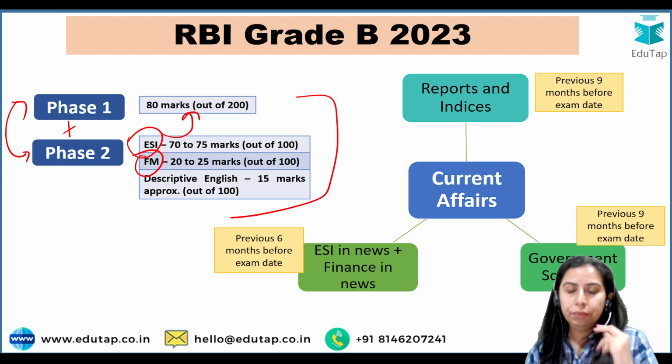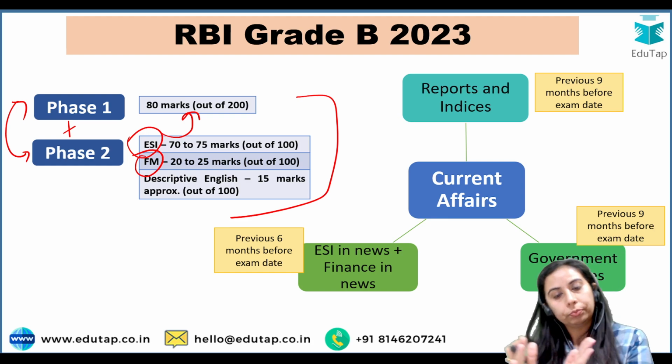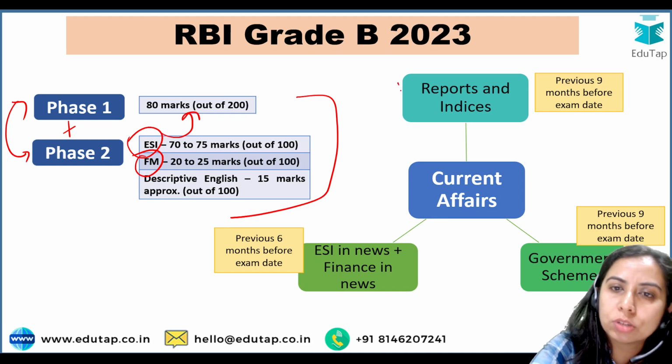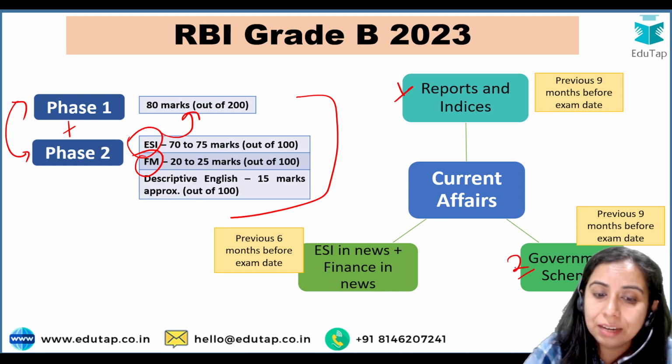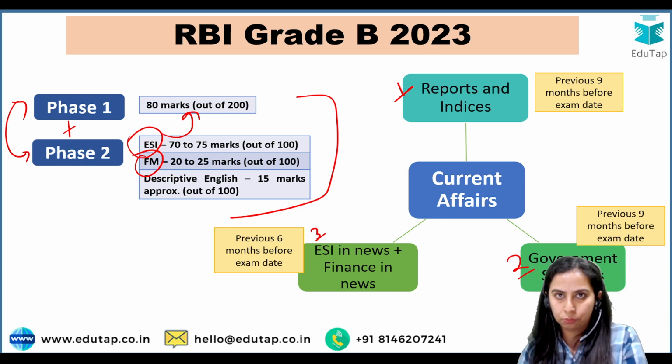I'm sorry. Moving forward. So guys, see, I have divided current affairs for you into 3 different sets so that you understand well. So what is the first? Reports and indices. Second is government schemes. Third is ESI in news plus finance in news. So three sets for you.